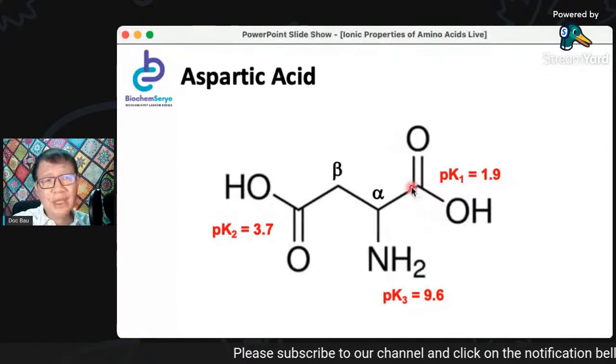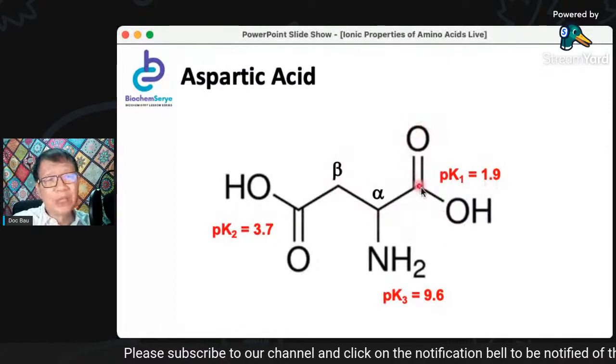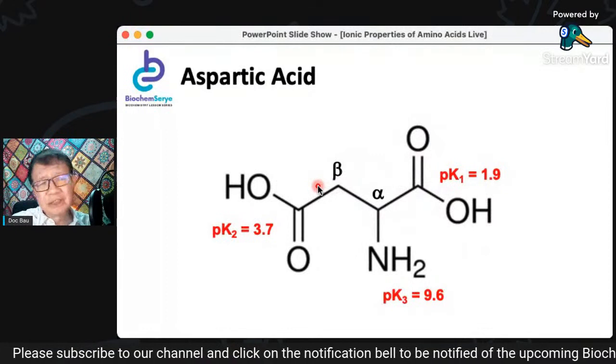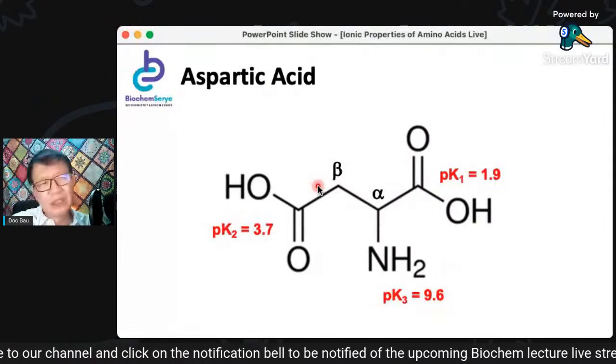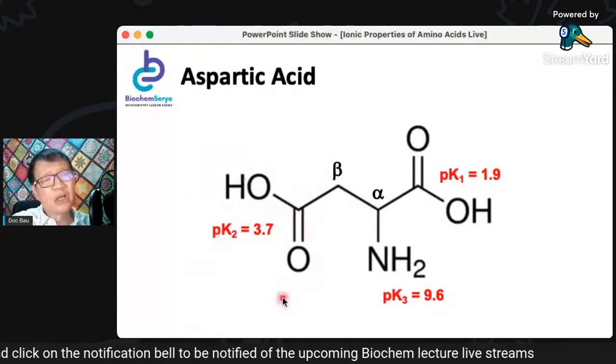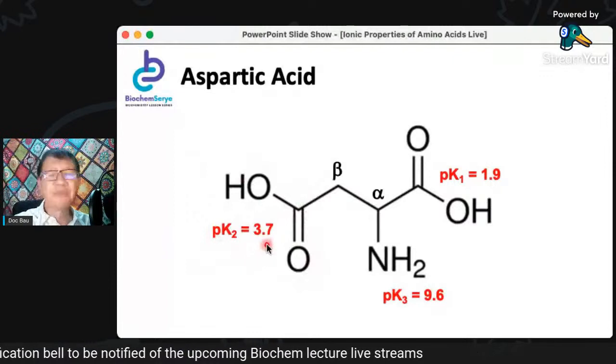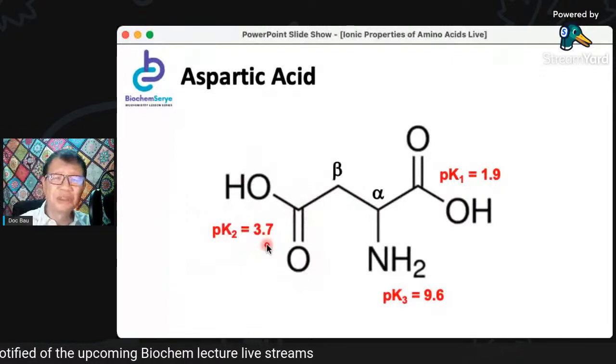Now what is the next functional group that has a low pK? It is of course your acidic group. Again, if the pK value is very, very low, it's most probably acidic.